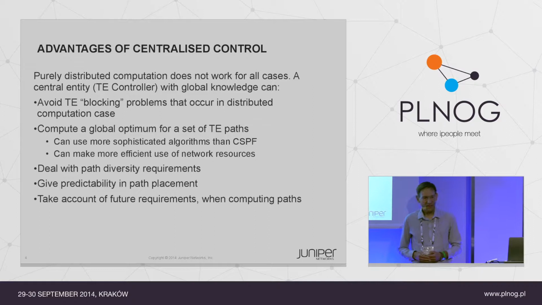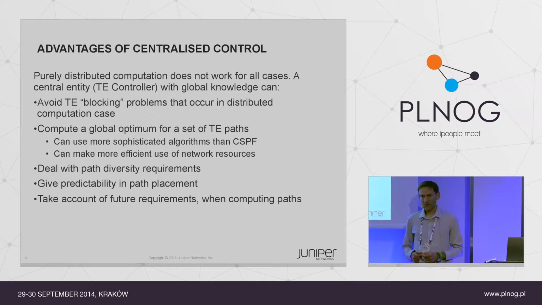Also, you get greater predictability in how paths are placed. If you have distributed path computation, if a router goes offline, for example, for maintenance, when it comes back up, the LSPs could be following completely different paths through the network because the resources that it had been using before it went offline have now been taken by other paths coming from different routers. These routers aren't acting in unison, and so you can get some unpredictability in the path taken by traffic as a function of time.